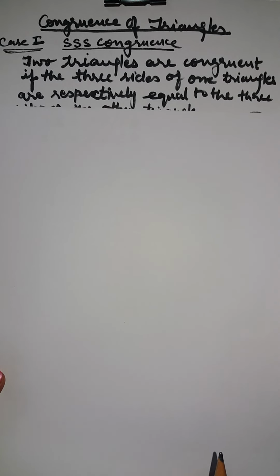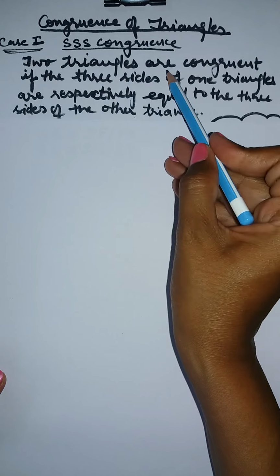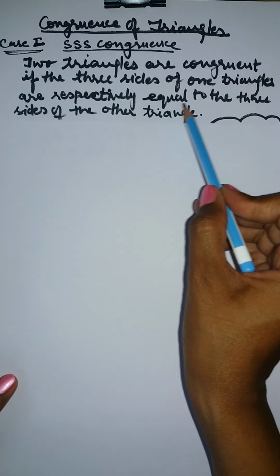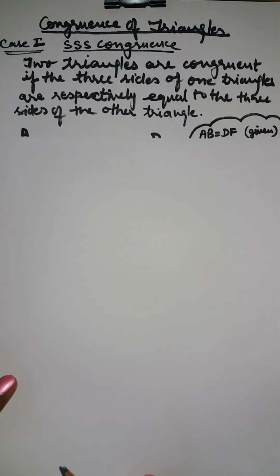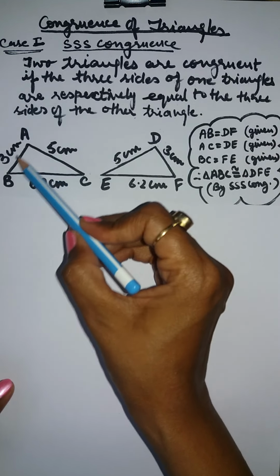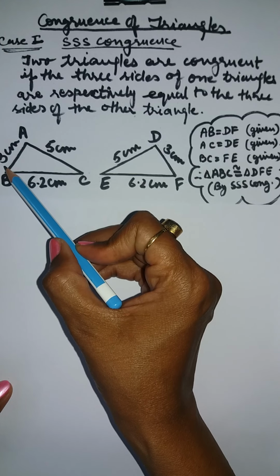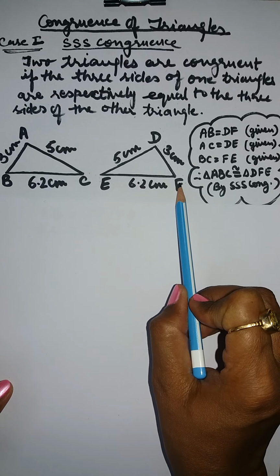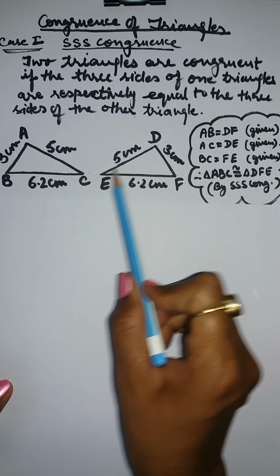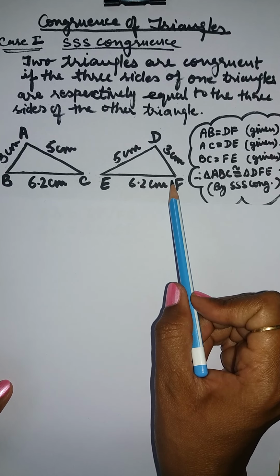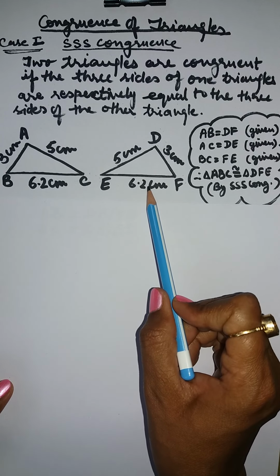First case is SSS congruence. By its name only it is clear that it is side congruence. Two triangles are congruent if the three sides of one triangle are respectively equal to the three sides of the other triangle. We have an example. Triangle ABC, triangle DEF. So here AB is 3 centimeter, DF is 3 centimeter, AC is 5 centimeter, so DE is 5 centimeter, BC is 6.2 centimeter, and FE or EF is 6.2 centimeters.